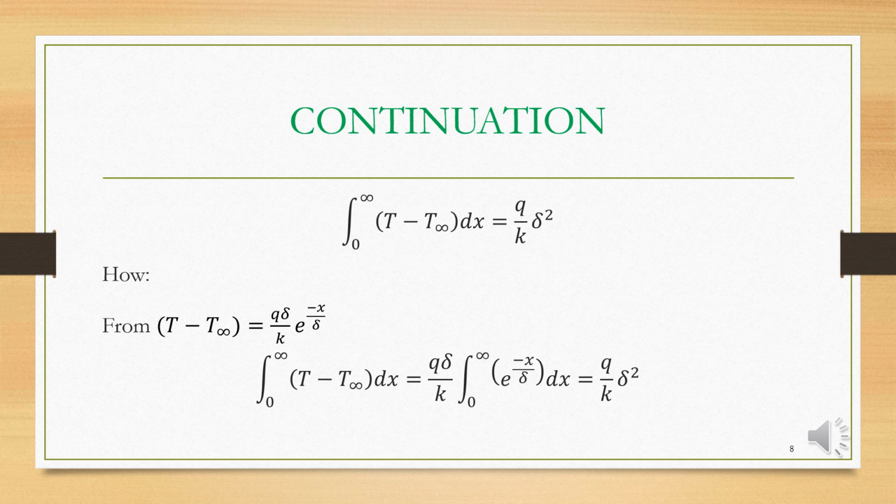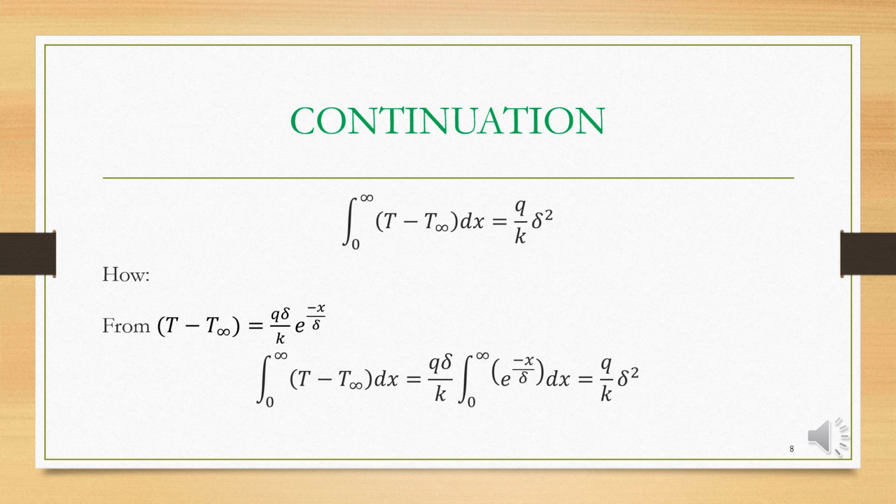We go to the next integral, which is T minus T infinity dx from 0 to infinity, which is given by Q over K times lambda squared. But how do we get this? We start with the temperature profile, we substitute it into the integral, we carry out the integral of the exponential from 0 to infinity, and we end up with Q over K times lambda squared as the value of the integral.